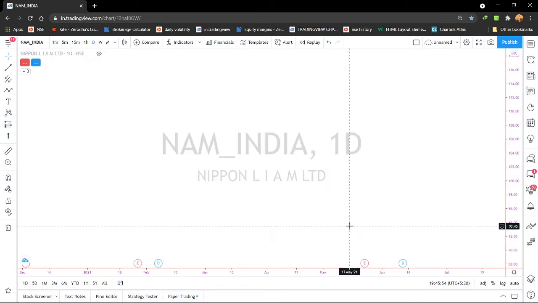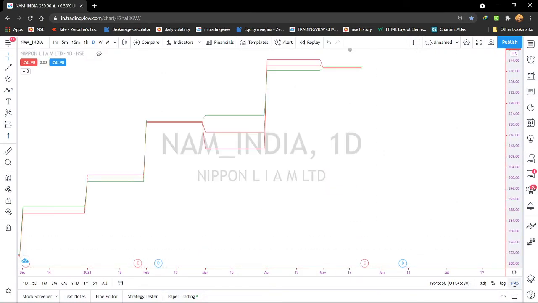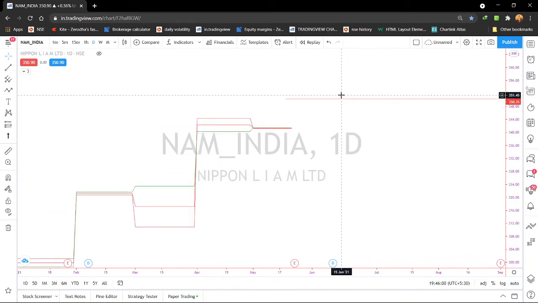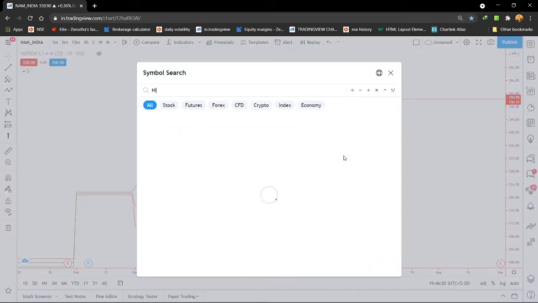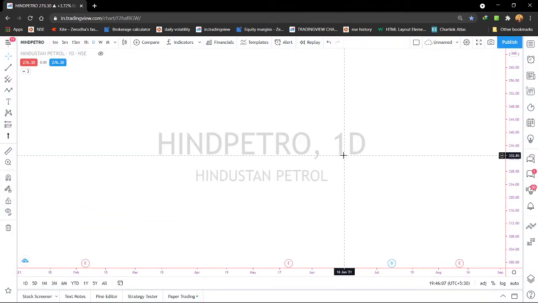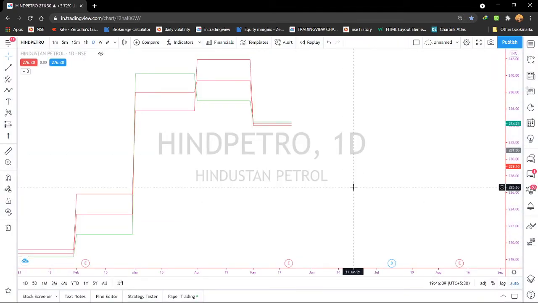Nam India. It also has very small. Yeah, right. And I have put some alert also here, maybe due to some resistance. In Petro. See, it is smaller when we compare to the previous month. Okay.